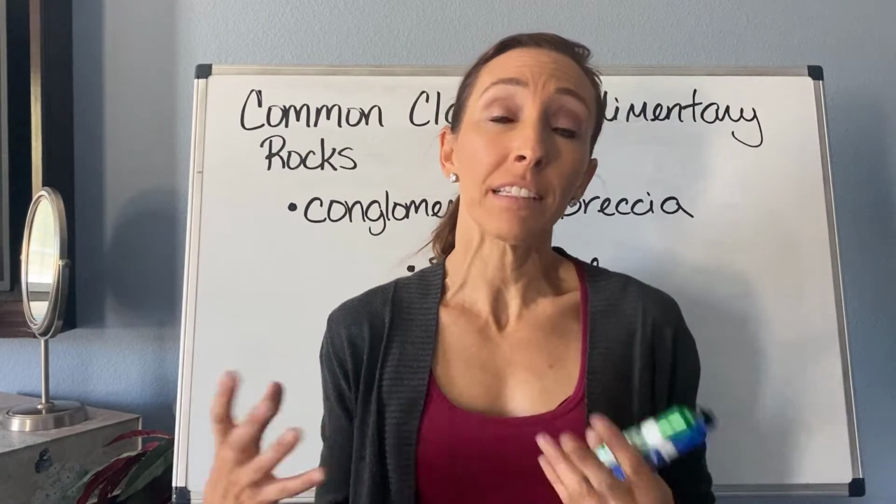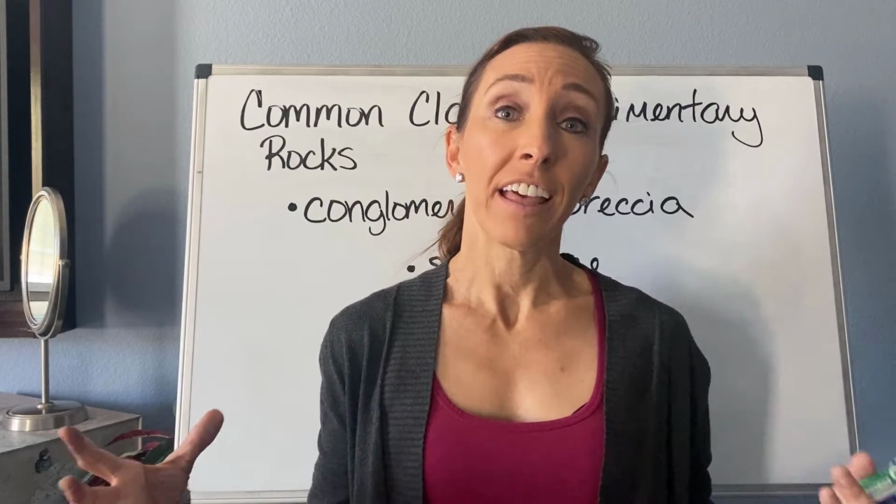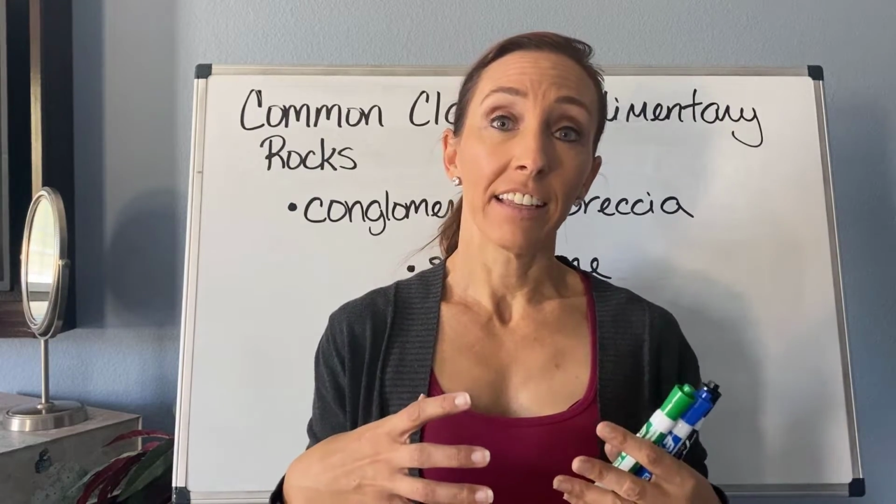I wanted to take a moment to talk about how you can identify some common clastic sedimentary rocks, or another word we use for clastic is detrital. It just means that it's made of pieces of other rocks that have broken down. They've been compacted and cemented, we call that lithified, together, and then form a new rock. So kind of a new rock out of some old bits and pieces of things.